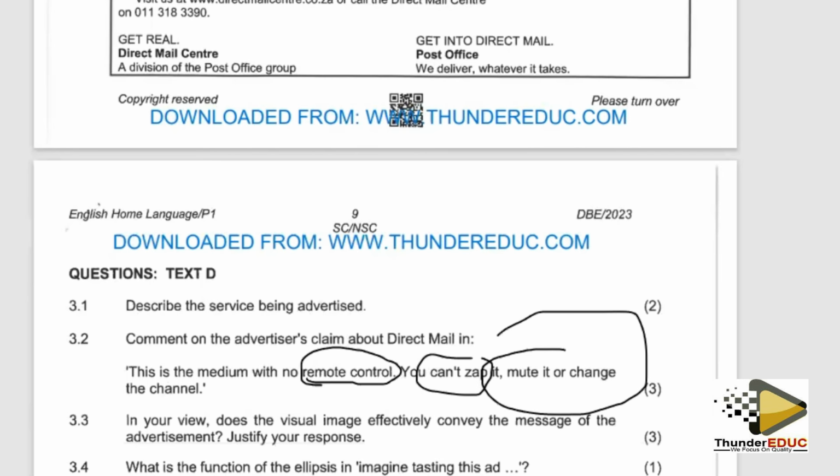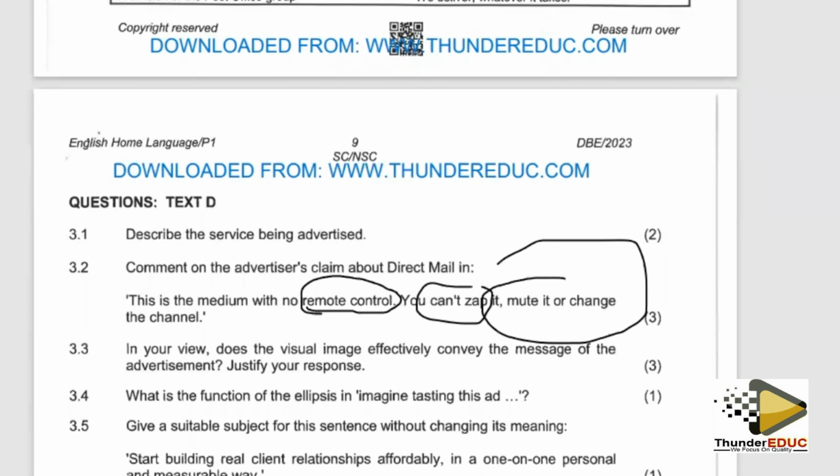So when you're commenting, you're going to take particular things in the question and then you're going to make a comment on them. When you say there's no remote control, it means that you can control it yourself. They do not control it for you. You will control it yourself, which means you will have access to see how far it can go and how far you can take it. And therefore you can't zap it, which means you cannot be instantly trying to change it, mute or change the channel.